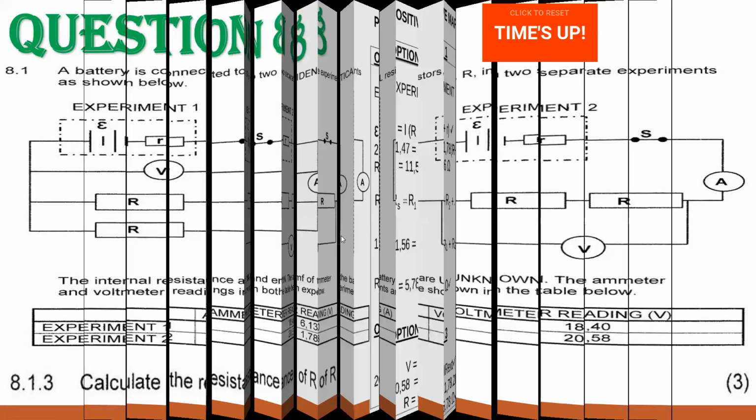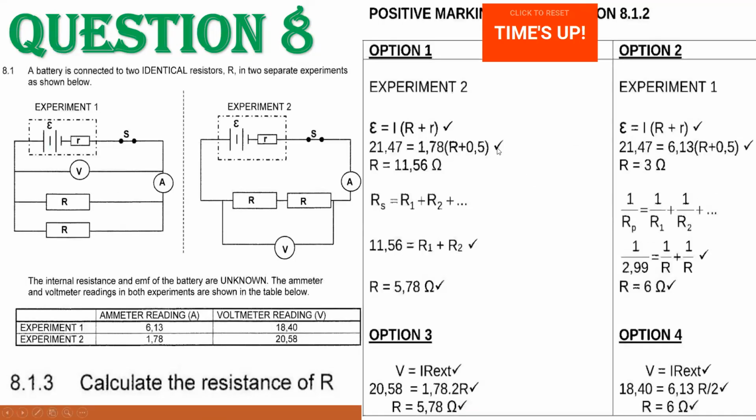Now let's see how we are going to calculate. You can use experiment 1 or experiment 2, it's up to you. Let's start with experiment 2. This is our formula. EMF we calculated already in the other question. Current we know already, from the table. In experiment 2, the current is here. EMF we calculated already. R plus 0.5. And then you get R. But this is not our final answer. Please don't make that mistake.